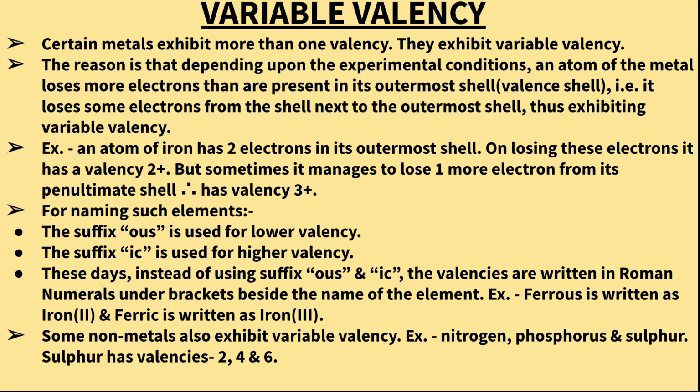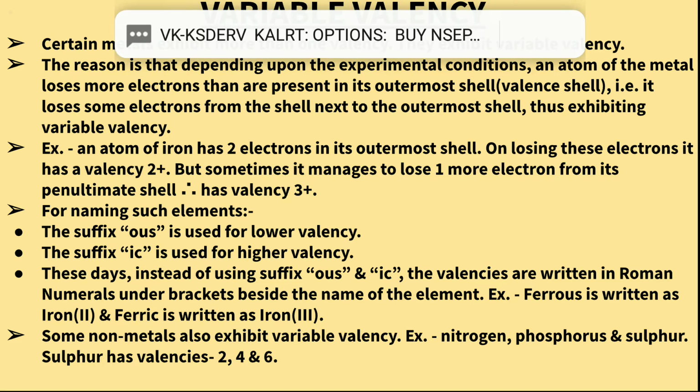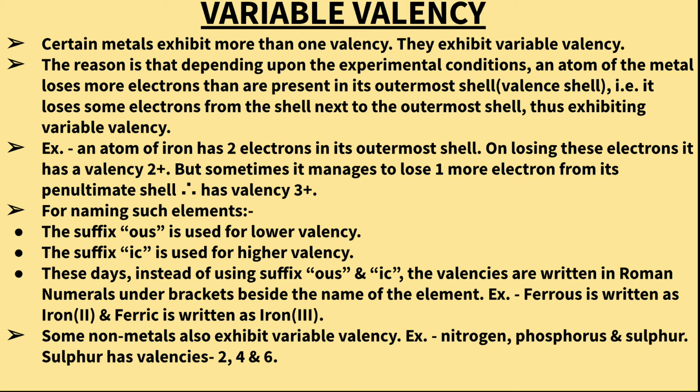For example, an atom of iron has 2 electrons in its outermost shell. On losing these 2 electrons, it exhibits a valency of +2. But sometimes it loses one more electron from its penultimate shell, the shell next to the outermost shell. That time its valency becomes +3.